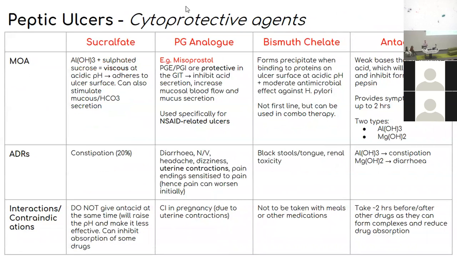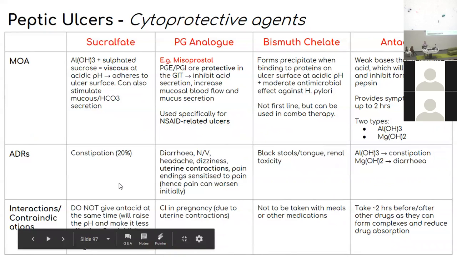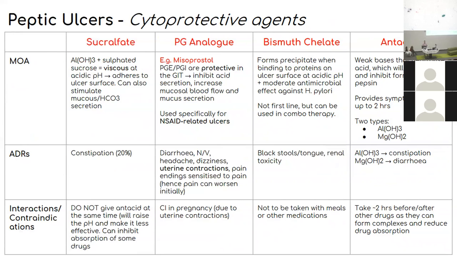Also for peptic ulcers, you have some adjuncts, your cytoprotective agents, things that help protect your stomach. Sucralfate would probably be the main one. It's viscous at an acidic pH, so it helps form an adhesion over the ulcer base. That's the main one to know there. You wouldn't give an antacid at the same time as this, because an antacid will increase the pH and decrease the effectiveness of the sucralfate.